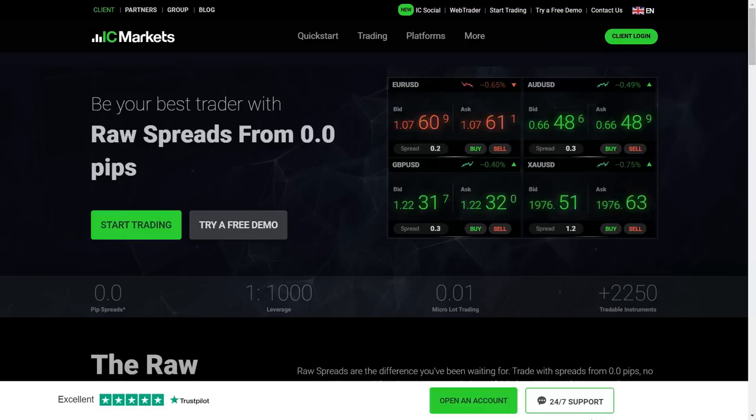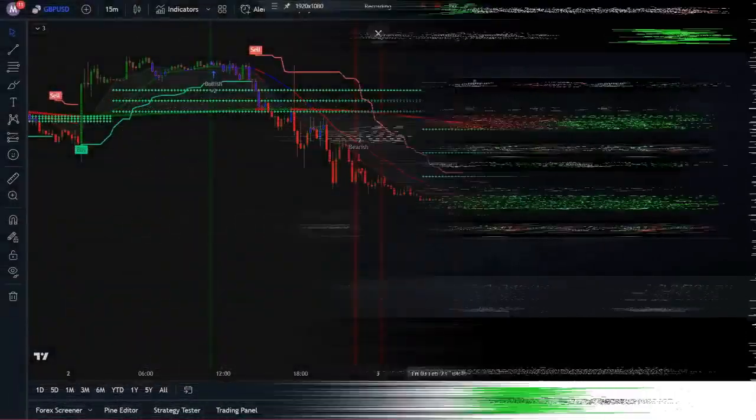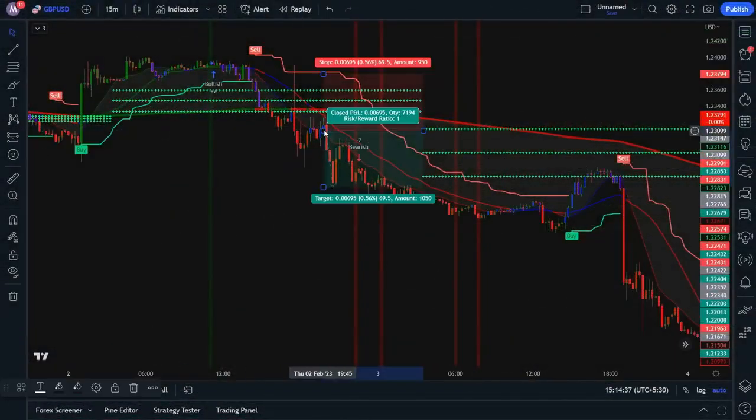Now that we've learned this strategy, let's put it to the test on the pound sterling to US dollar chart.